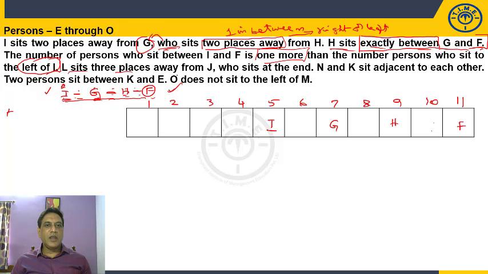L sits 3 places away from J, who sits at an end. So this word who refers to J. L sits 3 places away from J implies that there should be 2 persons between L and J, but it is not given whether L is to the left of J or right of J. L sits 3 places away, so there should be 2. And J sits at an end. Which end we are not sure.